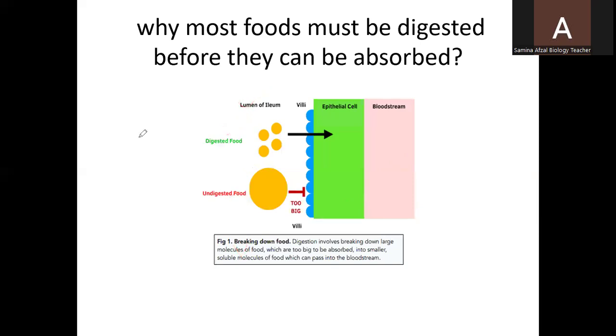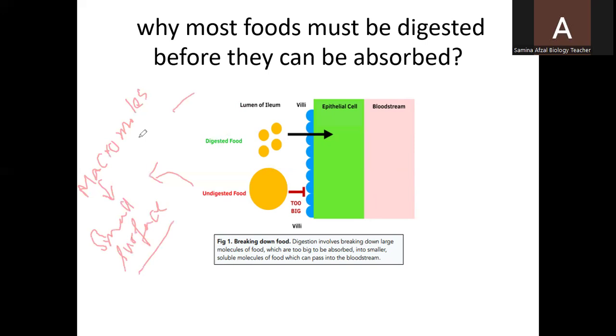Next, why should the nutrients be digested before they are absorbed? If they are not digested, they cannot be absorbed because the food nutrients are macromolecules. Macromolecules have a small surface area, so due to their size, they are unable to be absorbed into the bloodstream.